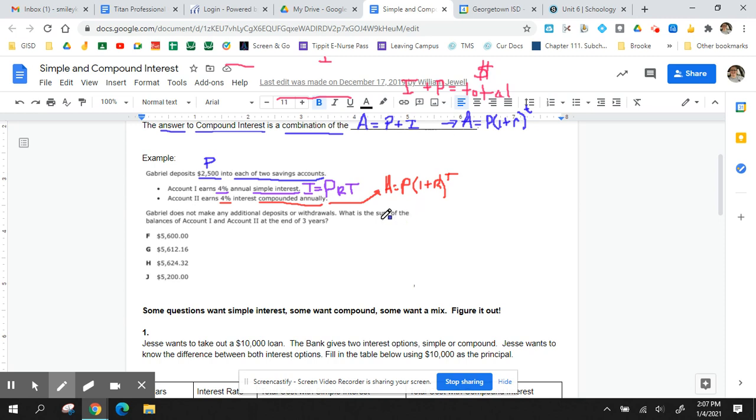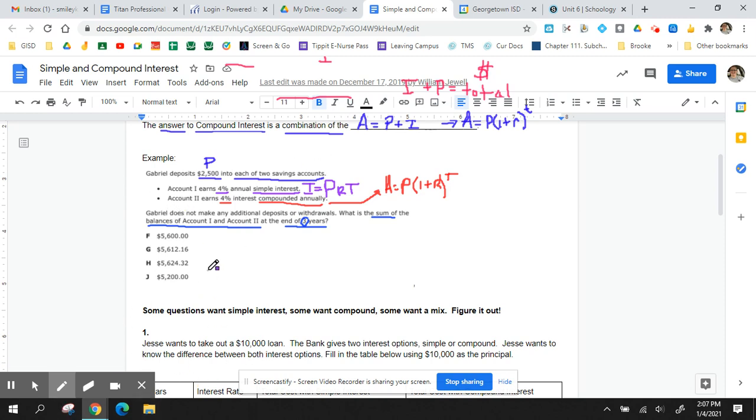What is the sum of the balances of account one and account two at the end of 3 years? So we found our T right here. This is our T, time in years, 3. And it wants us to add the balances of each account. We're going to look at that in a second. First, let's figure out what account one is, and let's figure out what account two is.